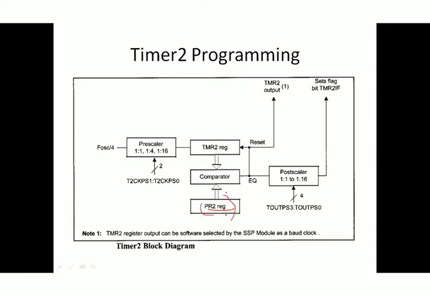So usually other timers will count from 0 to maximum value. Here, whatever value PR2 has will be the maximum value. So when this timer value matches this PR2 value, it will set the timer 2 flag.